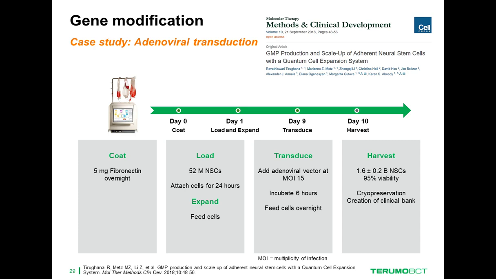Here, we firstly prepared and coated the bioreactor overnight in the first step, and then loaded 52 million NSCs. The cells were then expanded to confluence for 8 days, and adenoviral vector was added at day 9. The incubation and feeding can be performed automatically. On the final day, an average of 1.6 billion NSCs were harvested from each Quantum, pooled and cryopreserved.